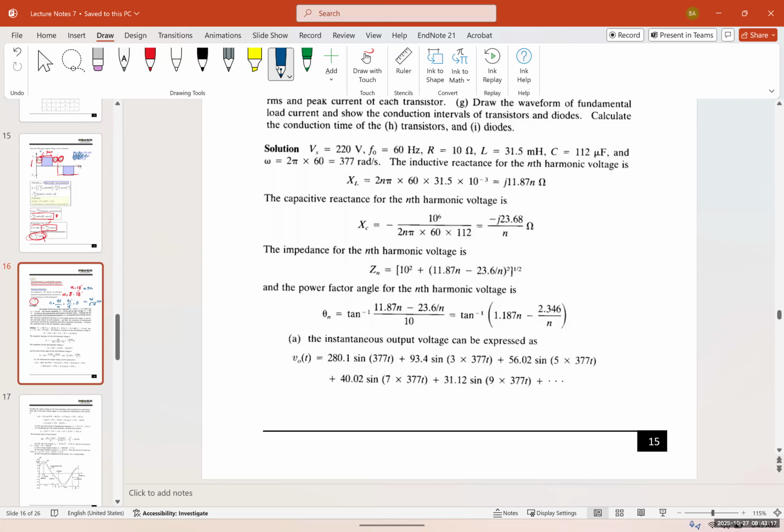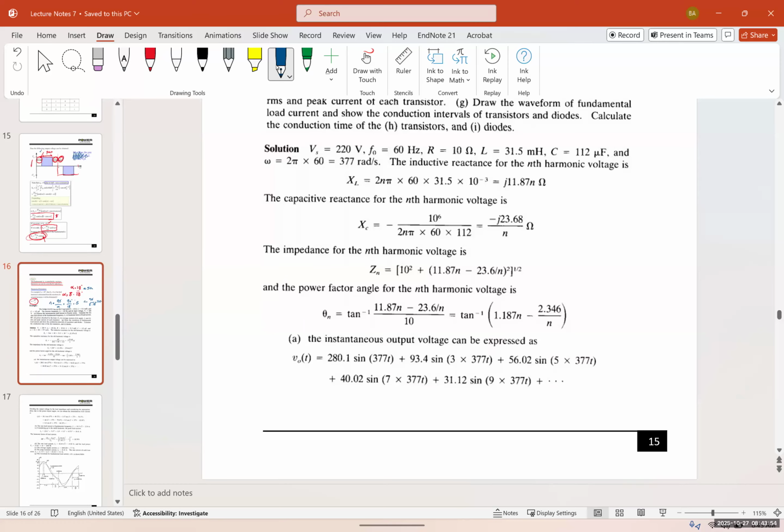The capacitive reactance for the nth harmonic voltage is going to be the same thing. You have to find the reactance. So it's going to be 1 over 2πfC, or for the nth harmonic, 1 over 2nπfC. And for that, it's going to be negative j23.68 over n.